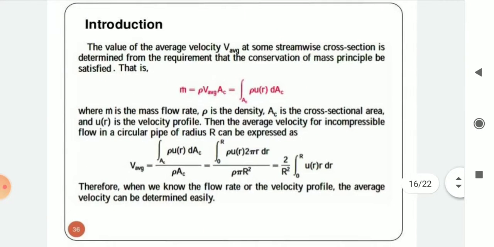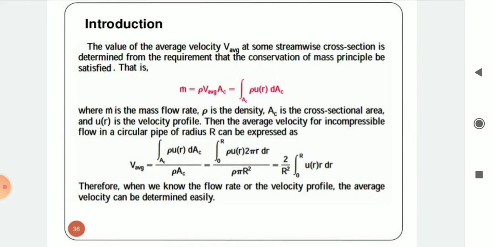Okay, the value of average velocity V average at some streamwise cross section is determined from the requirement that the conservation of mass principle be satisfied. That is, m = rho V average Ac = integral over Ac of rho u(r) dAc, where m is the mass flow rate, rho is the density, Ac is the cross sectional area, and u(r) is the velocity profile.